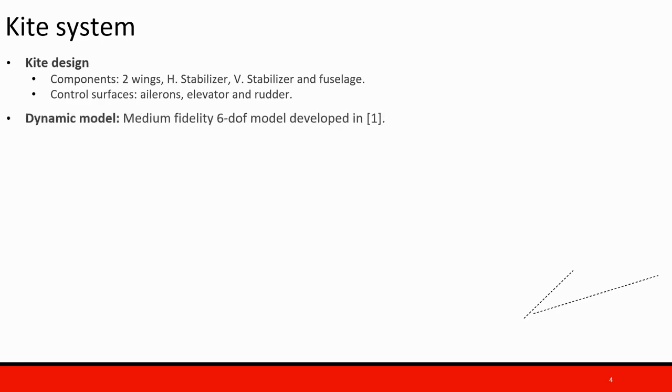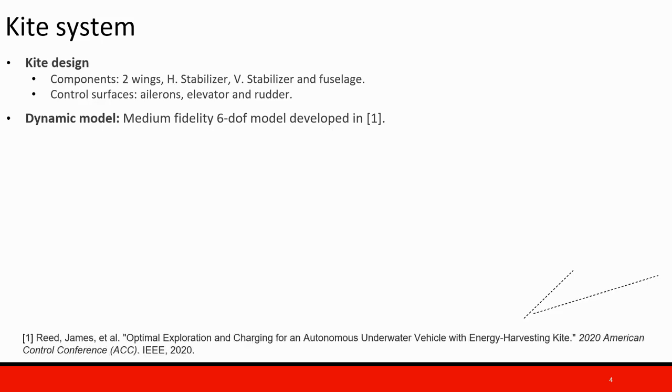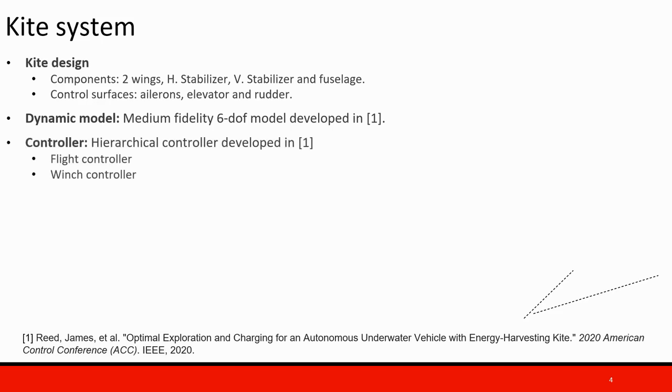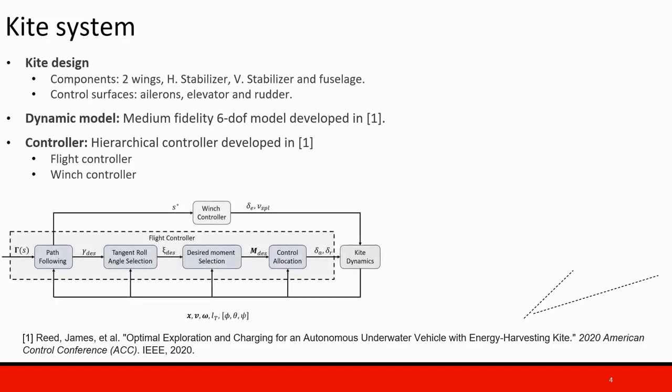This work leverages a medium fidelity 6 degree of freedom model and a control system designed in our lab's previous works. The control system consists of a hierarchical controller that tracks a prescribed path through control surface actuation commands, and a winch controller that switches strategically between spooling in and out at low tension and high tension respectively.